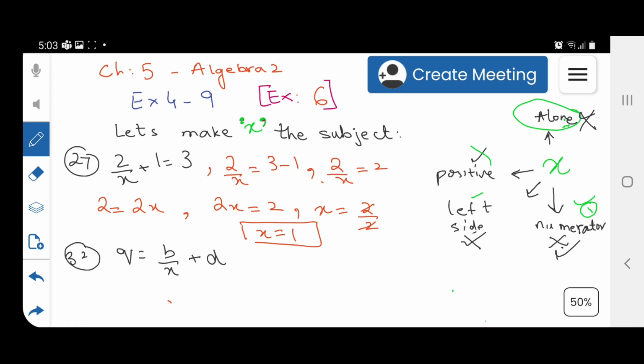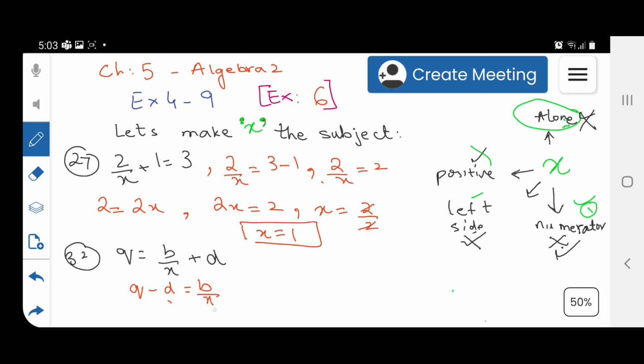What about question number 32? Again the same thing. First we have two terms, so we can send... okay, now let's take a look at 32. 32 is also kind of a similar thing. Here you can first make x all alone, so you can send it on the other side, like q minus d equals b by x.